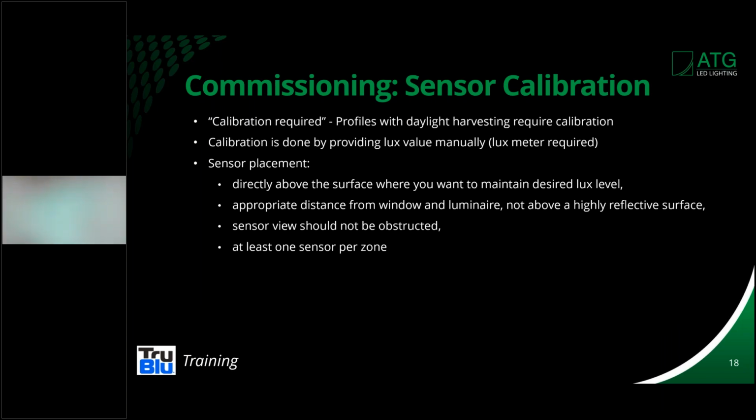Now, you remember that I showed you on the screen that there is a calibration required for the profile of the daylight harvesting. The calibration is done by providing a lux level. This is where the installer is going to have a light meter. And you're also going to have to really think about where you're going to place the sensor: directly above the surface where you want to maintain the desired lux level, at an appropriate distance from the window and a luminaire, not above a highly reflective surface. The sensor view should not be obstructed. And again, we have to have at least 1 sensor per zone if daylight harvesting is required.